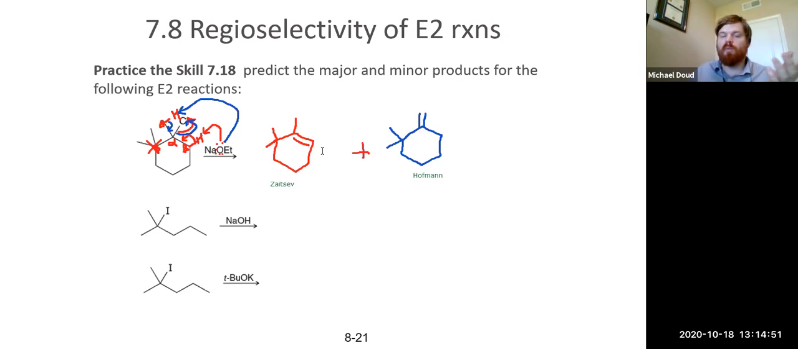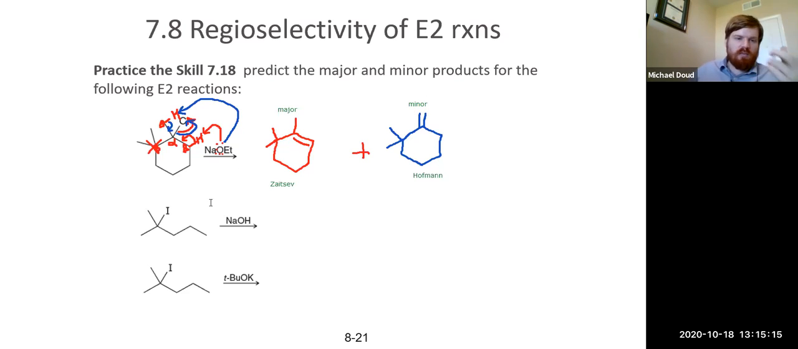What that means is now, which one's going to be favored here? Well, we have to go back to which base we chose, right? We used ethoxide as our base. That's a small, strong base. So that small, strong base isn't sterically hindered. That means the more thermodynamically stable Zaitsev product is going to be major, and then the less thermodynamically stable Hofmann product is going to be the minor product.